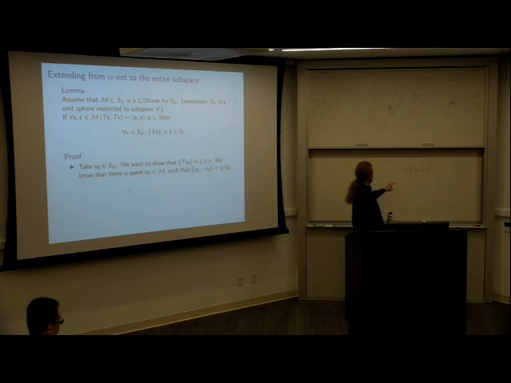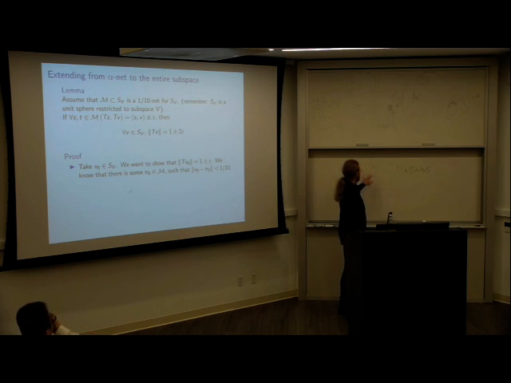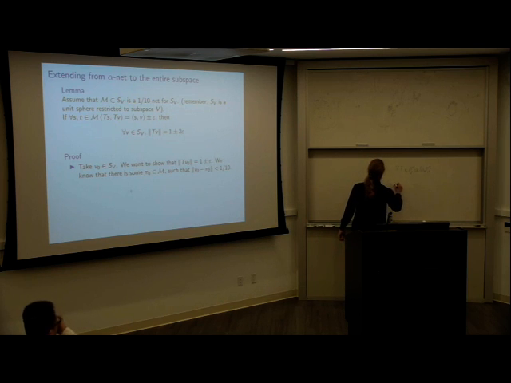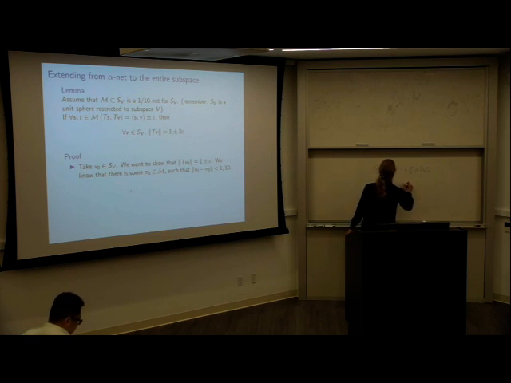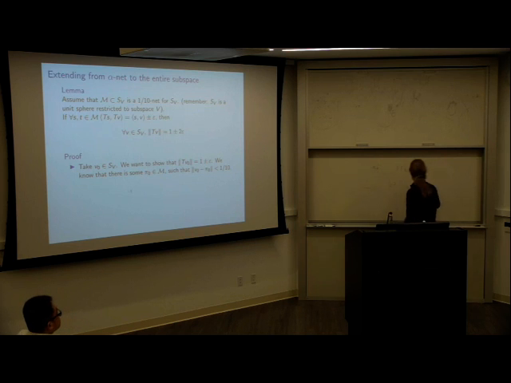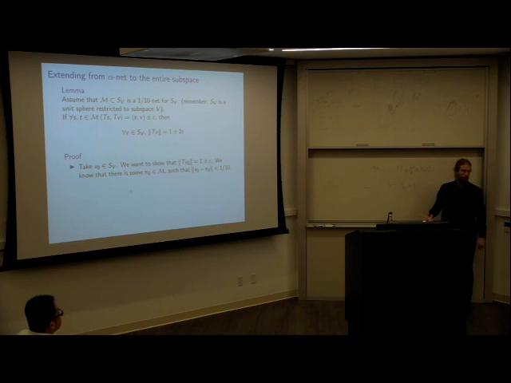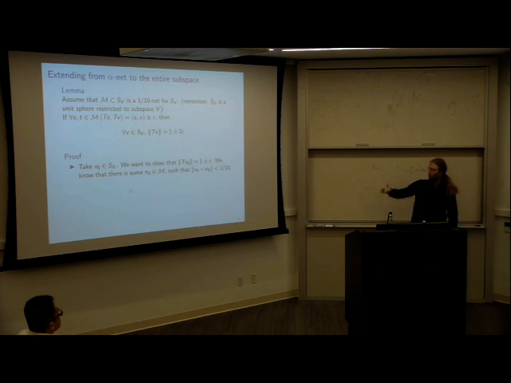So I know that for my point v naught, there exists some point pi naught that is close enough to v naught. So I can decompose v naught as equal to pi naught plus the remainder, whatever is the difference. And I know that the norm of this, v naught minus pi naught, is actually small.